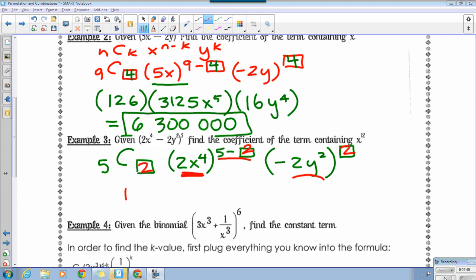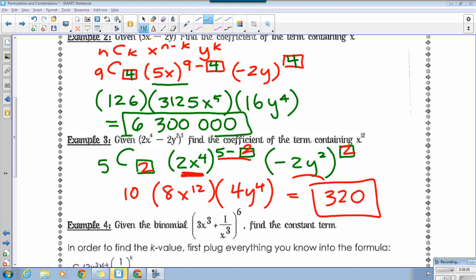5 choose 2. That's 10. This thing should simplify to 8x to the 12th. The second term simplifies to 4y to the 4th, which again, it's just asking for the coefficient. So the coefficient in this case is going to be 320. I know in the full expansion, I'll still have x to the 12th, y to the 4th. Okay.